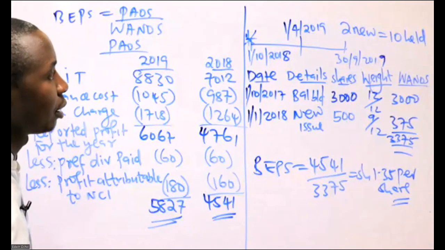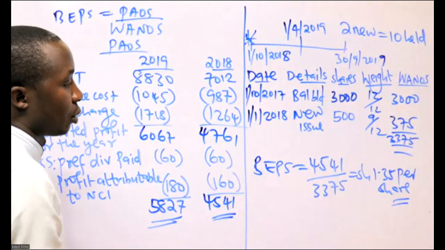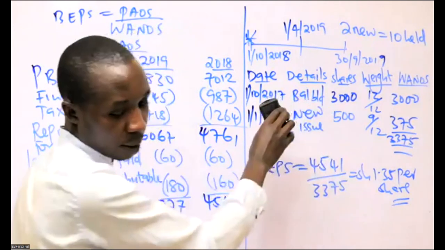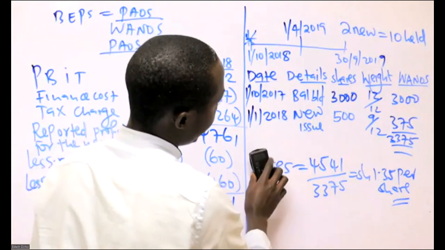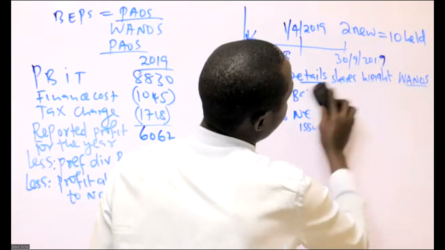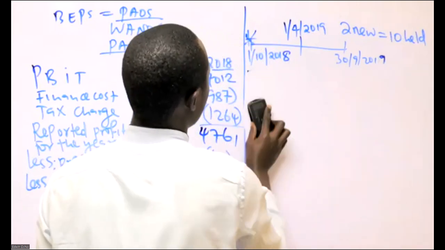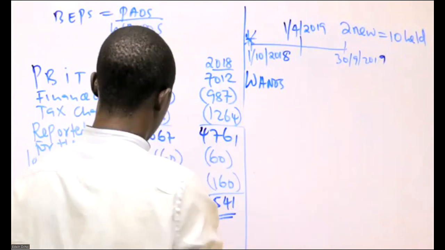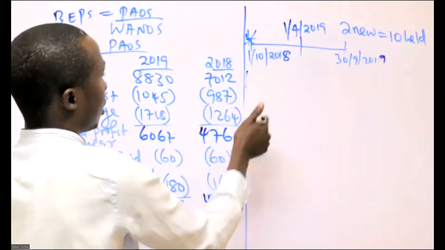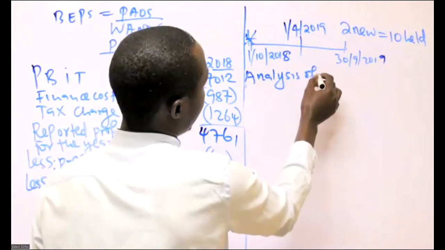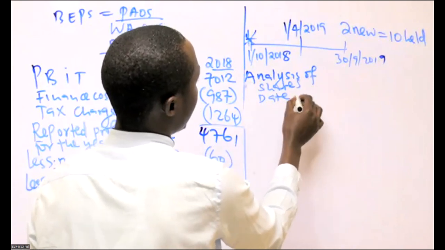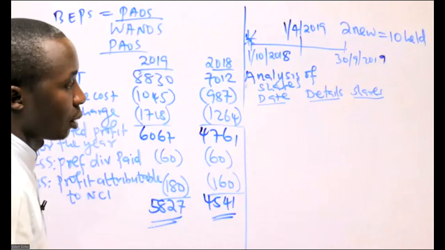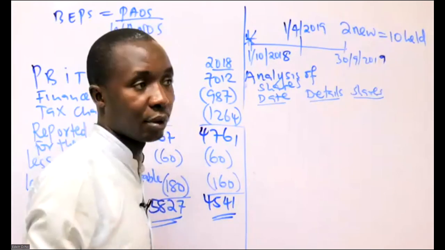So meaning that for us to get our EPS, we have to use the formula. I will clear this one. So here, we have to use the shares. So anyway, I can do an analysis of shares so that it can be easier. Dates, details, shares. Now here we need the shares to apply in the formula. That is how we determine our weighted average number of shares when there's the aspect of a rights issue. We don't weigh directly, but we have to use the formula.